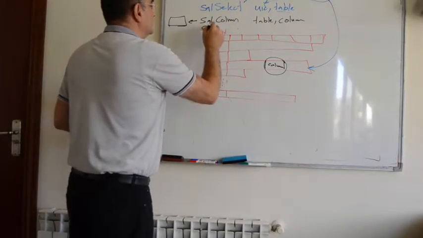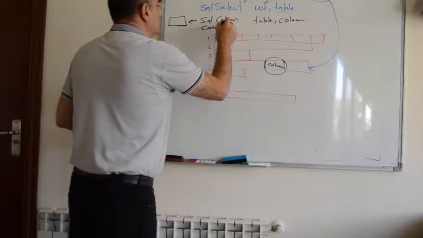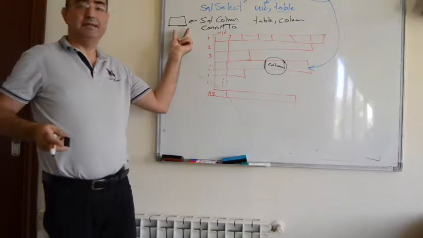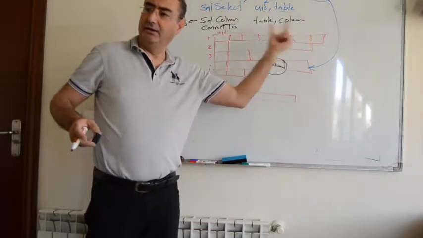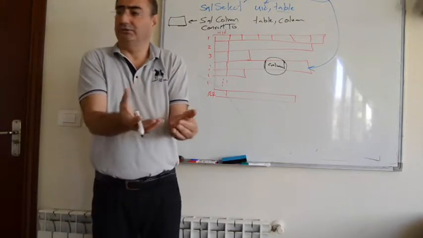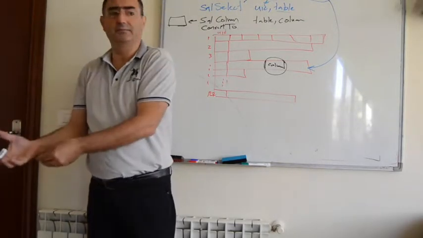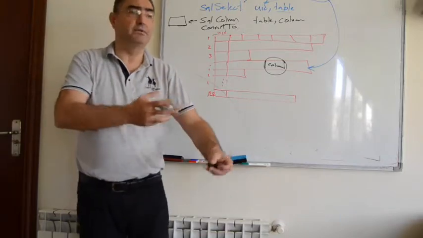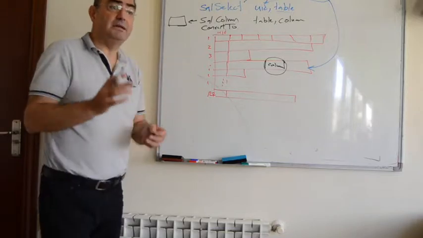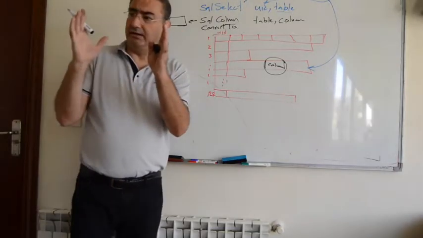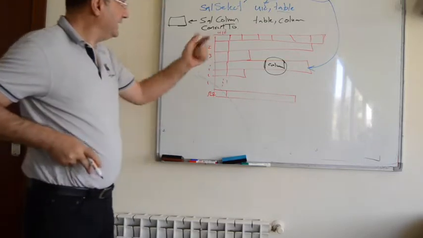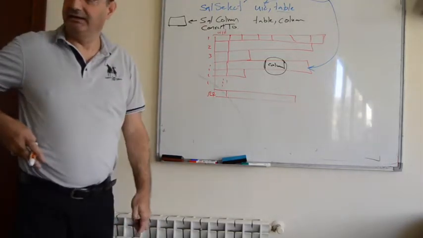It's called convert to. The convert to function takes a value from here and will store it in another value by doing the conversion. Maybe you want to change from integer to string, maybe from integer to decimal, maybe from decimal to integer, maybe from date to integer, maybe from date to string, or anything that you want to. The convert to function does that.